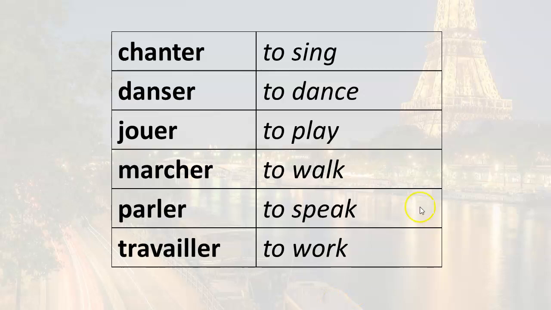For example, first you have to learn a few infinitives. And I'm telling you, because they're on this list, these are all regular ER verbs in French, which means if you memorize this, then you can conjugate all of these verbs. You can put them in all their forms.